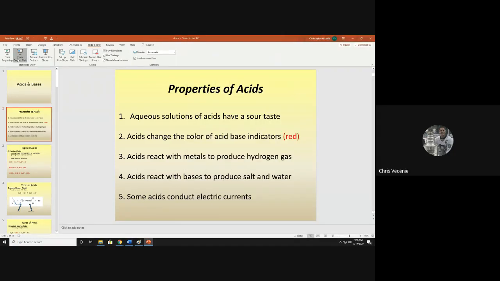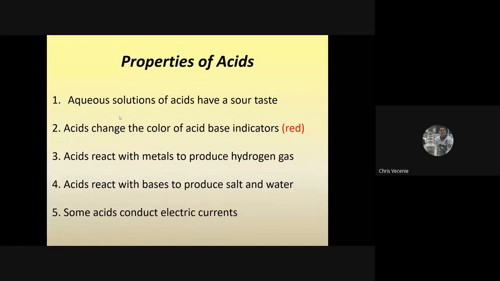Other things that we want to know about acids is acids react with bases to produce salt and water. And remember, not all salts are table salt, like the type you put on your French fries, sodium chloride. A salt is any ionic compound. And so whenever you put an acid with a base, you're always going to get water as one product, and you're going to get some sort of metal with a non-metal, which is by definition a salt.